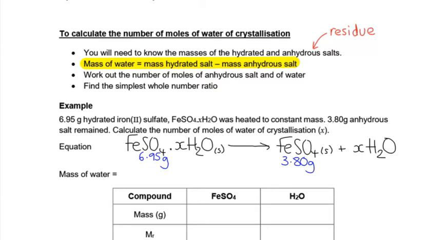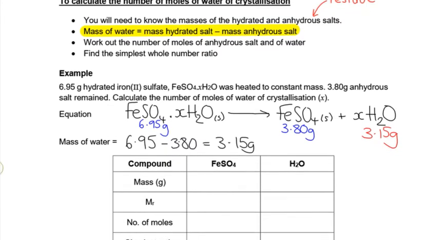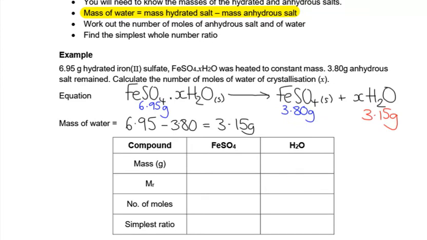So to work out the mass of water, according to the conservation of mass, 6.95 minus 3.80 equals 3.15 grams, and we can put that here. There must be 3.15 grams of water. Now what we need to do is work out the molar ratio for every one of these, how many of these are there, and to do that we need to convert mass to mole.